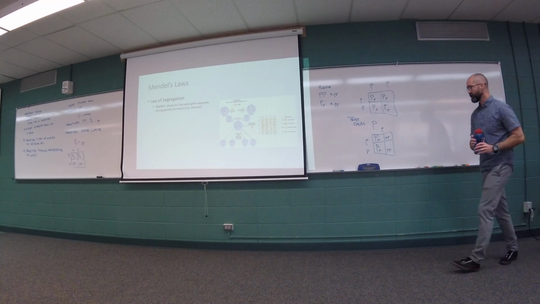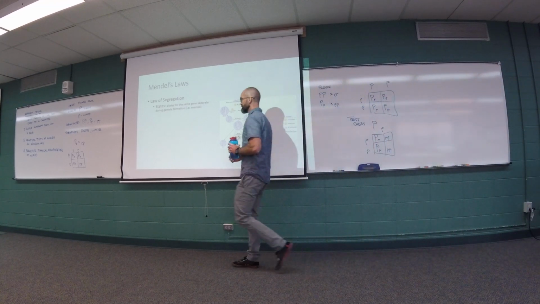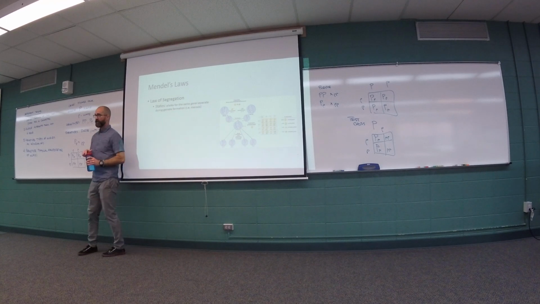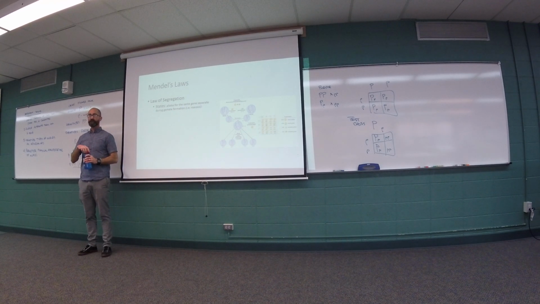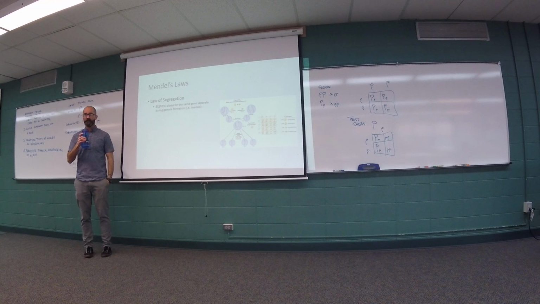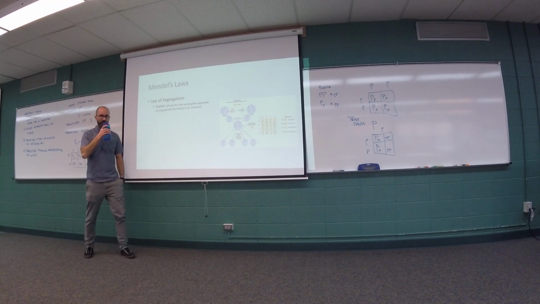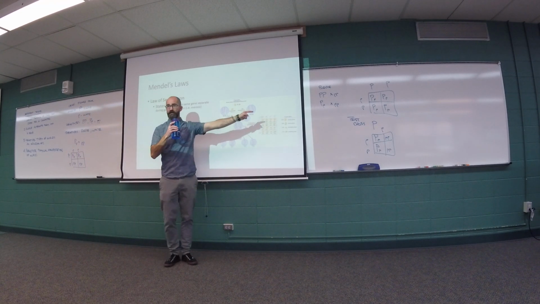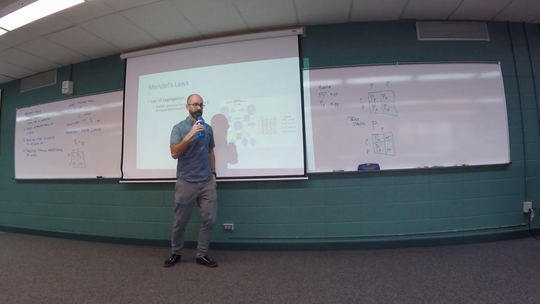There was a second law that he described as well, and that's called the law of independent assortment. And he described the law of independent assortment by looking at 2 characters simultaneously. And we're going to need some board space for this Punnett square because it's rather large. I'm going to erase this side over here if that's okay.